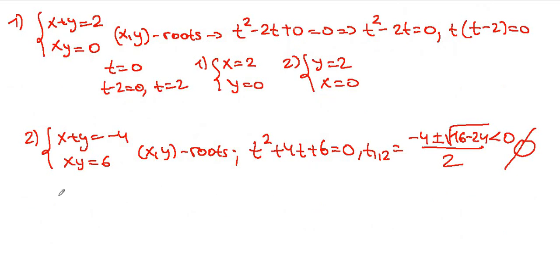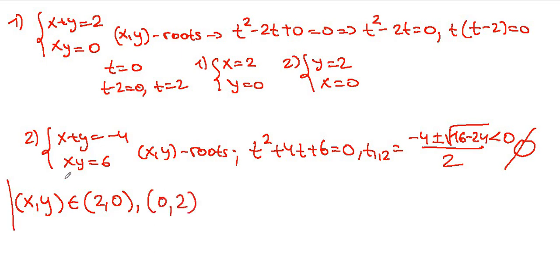So let's finalize. If we finalize, then I will get two sets of solutions. So x, y are first 2, 0 and 0, 2. So this is our final answer.